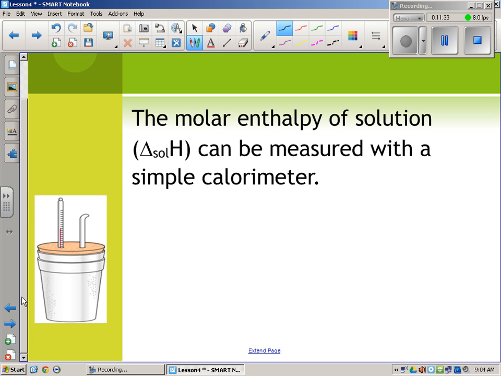So the molar enthalpy of a solution, there's that term, delta solution H or delta RH or whatever, doesn't really matter. The delta RH or the delta solution H or the delta reaction H or whatever you want to call it can be measured with a simple calorimeter as well. And we'll give you a first example of that in a sec once you guys are done copying that.